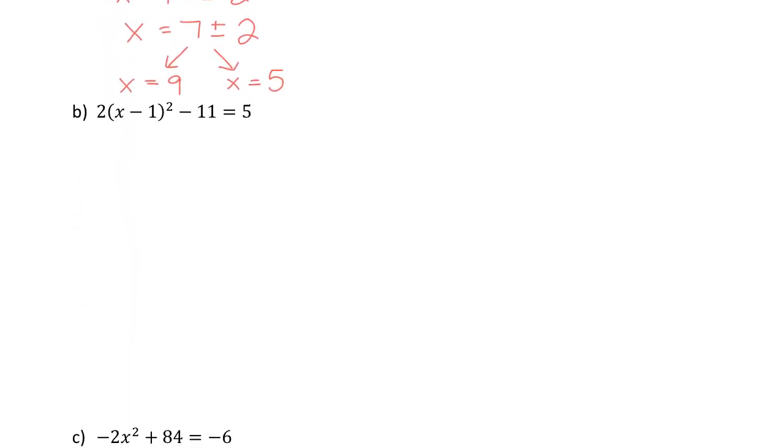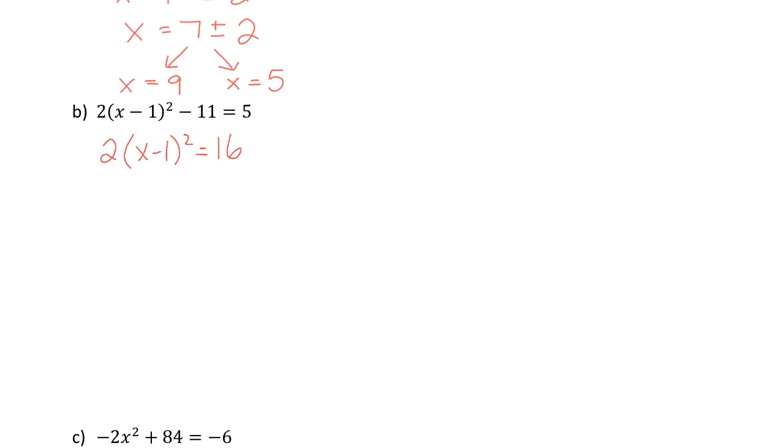Let's take a look at this next one here. So example B. I have 2(x minus 1) squared minus 11 equals 5. We can see that I have that binomial squared. It kind of reminds me of that vertex form, although we have an extra constant on the other side, but that's okay. We can still move things around to get x by itself. So the first thing I'm going to do is move that -11 to the other side. So I get 2(x minus 1) squared is equal to 16, 5 plus 11.